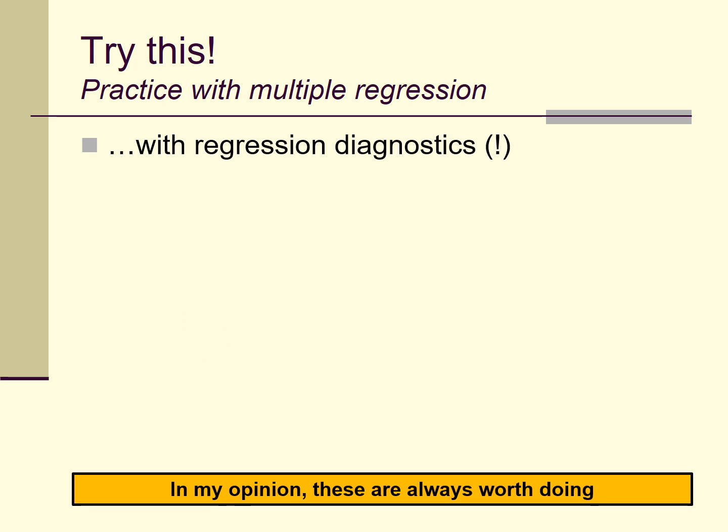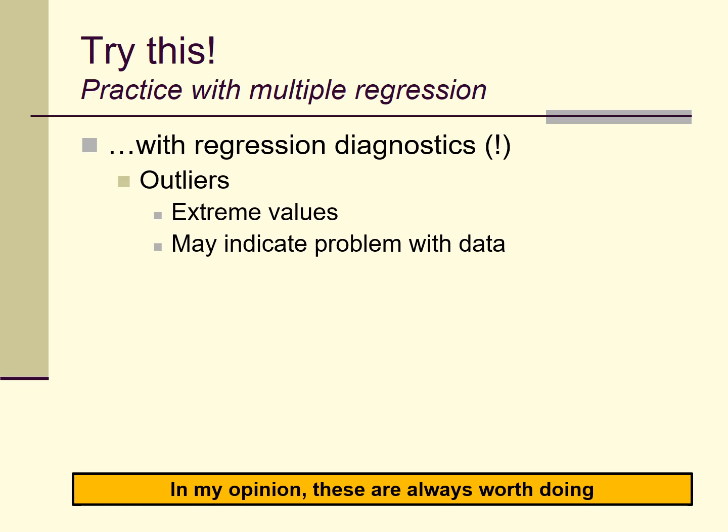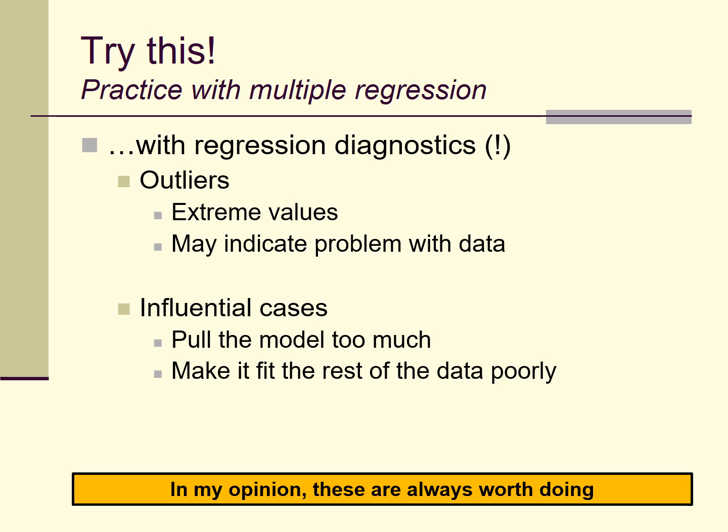And while you're at it, do some regression diagnostics. Look for outliers, extreme values in the raw data, and extreme values in the residuals that could indicate problems with our data set. Let's also look for some influential cases that pull the model more than they really should and make the model fit the rest of the data poorly. These are called regression diagnostics, but like I've said before, I think these diagnostic steps should be done almost always when we're doing any sort of analysis like the one we're doing right now.